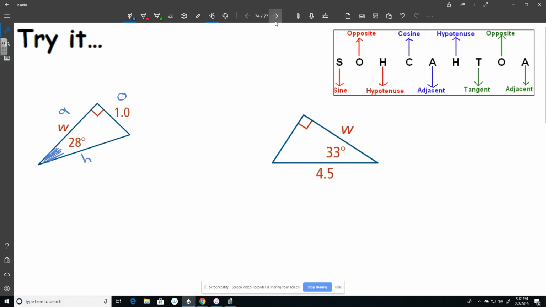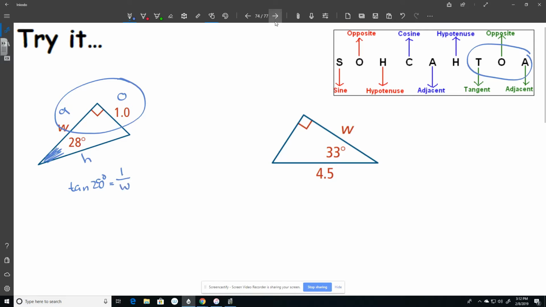Sometimes hypotenuse is easiest to label first. Maybe I should have done that for you. But I know the W and the 1.0, which are my adjacent and opposite. So when I look at my little cheat sheet up here, sine is opposite over hypotenuse, cosine is adjacent over hypotenuse, tangent uses opposite and adjacent, which is what I have. So I'm going to take the tangent of 28 degrees, my angle, which is equal to the opposite, which is 1, divided by the adjacent, which is W.